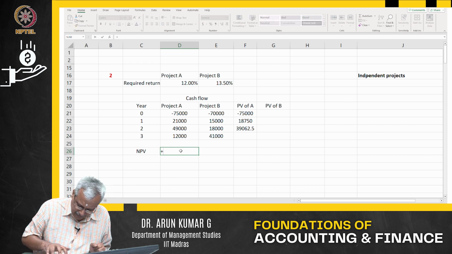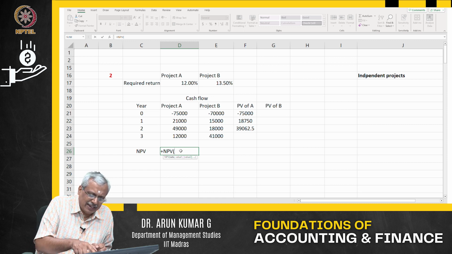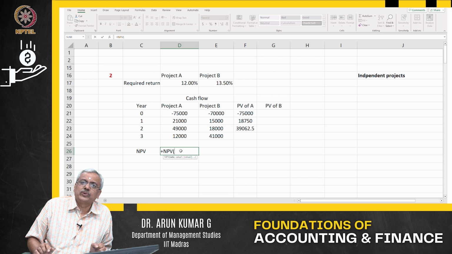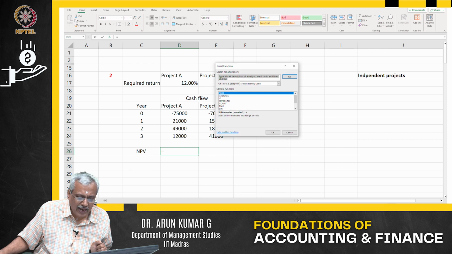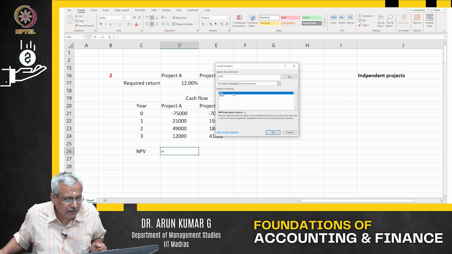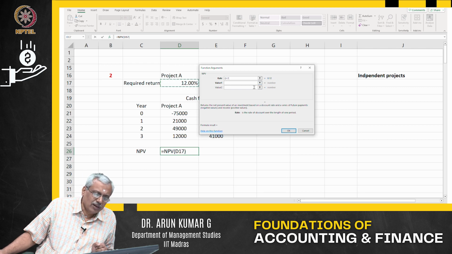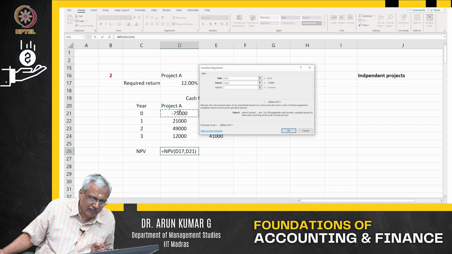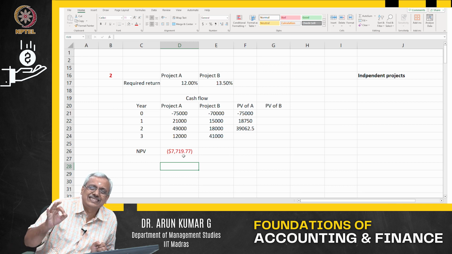I will just type NPV and press tab. It gives me, as you can see, rate, value 1, value 2 and so on. Or else I can go to auto sum, click more functions, and click on NPV. What is the rate? The rate is 12%. The value is the stream of cash flows. I highlight it, click, and the NPV of this project is negative 7,719. So I will reject this project.